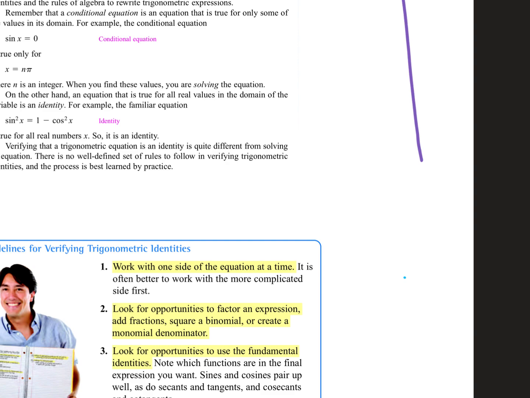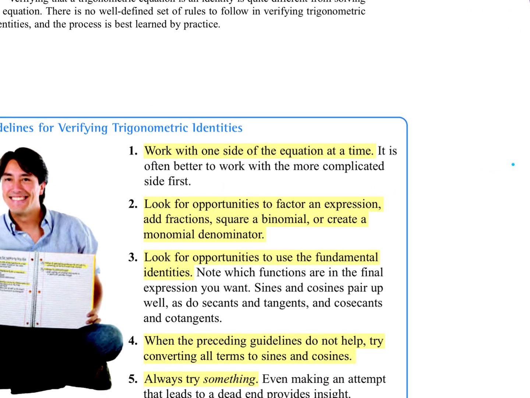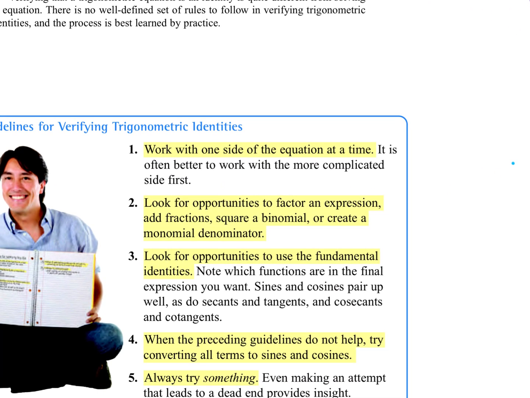So down here it gives us some steps. It says work with one side of the equation at a time. This is the most important. You cannot go from one side to the other. And it's often better to work with the more complicated side first. It's easier to simplify the harder side than it is to expand something that's already just sine. So we want to work with the more complicated side first.